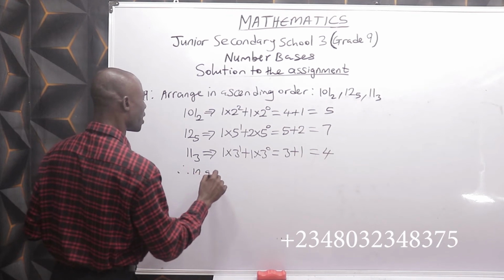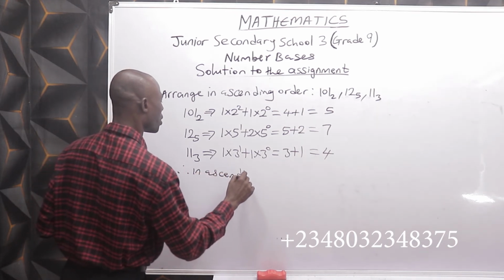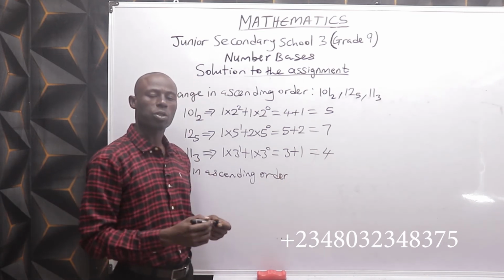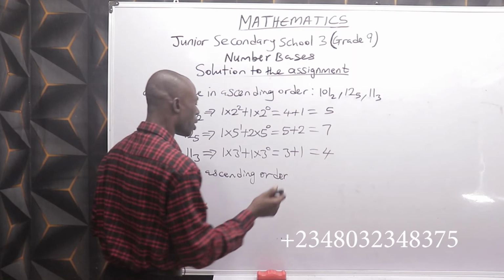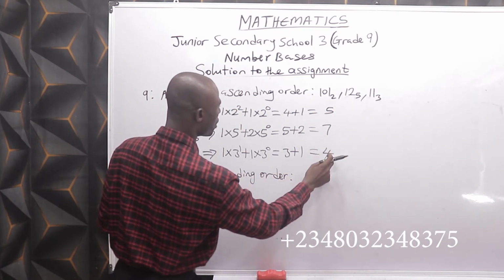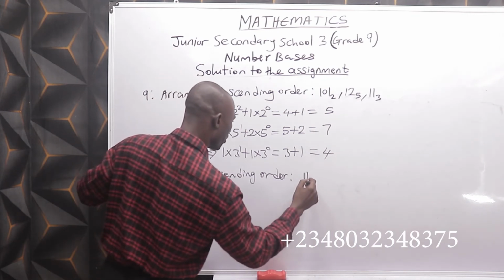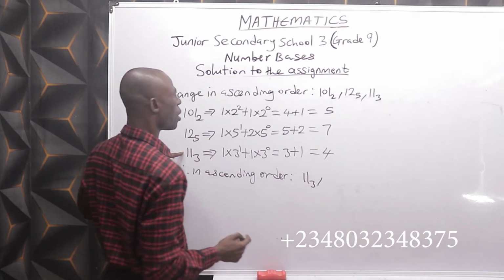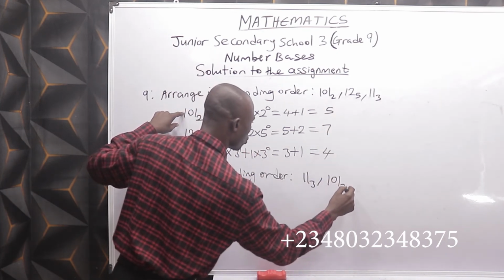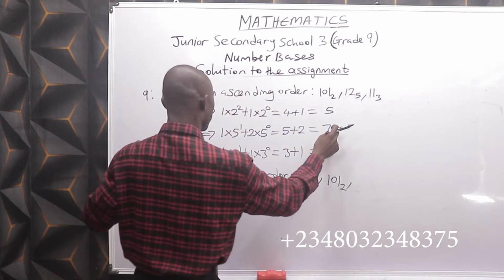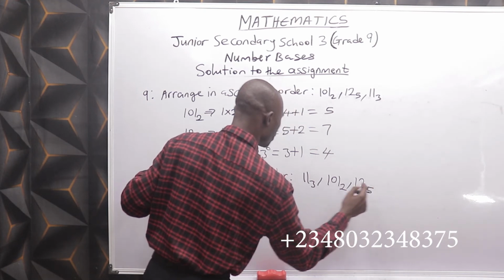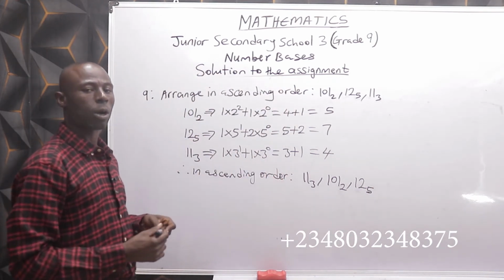Therefore, in ascending order. Ascending order means from the smallest to the largest. In ascending order, in base 10, 4 is the smallest, meaning that 11 base 3 will come first, followed by 5, which is 101 base 2, and lastly, the 7, which is 12 base 5. That is how to arrange them in order of magnitude.